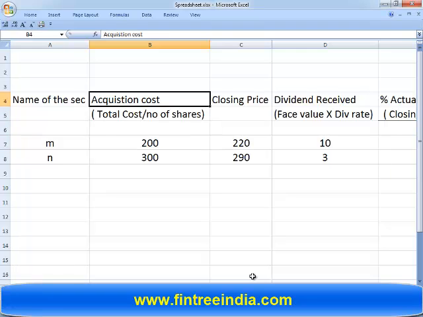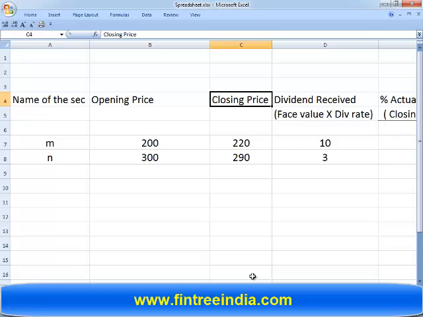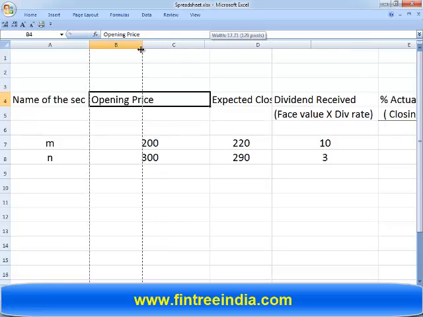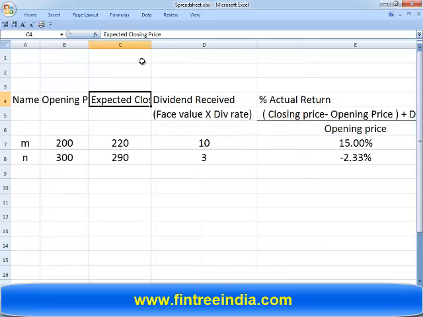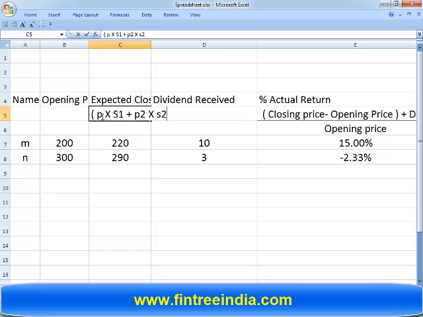Name of the security. Here we will say opening price. Then we will say expected closing price. So this is my opening price here. And below expected closing price, you would write down a formula. You would say P1 into S1 plus P2 into S2 plus P3 into S3. Okay, so what we are going to do is simply calculate a weighted average. Probability into stock 1, probability into stock 2, probability into stock 3. Then same, dividend would be face value into dividend rate, and then we will calculate the actual returns. Okay, so solve for this quickly now.